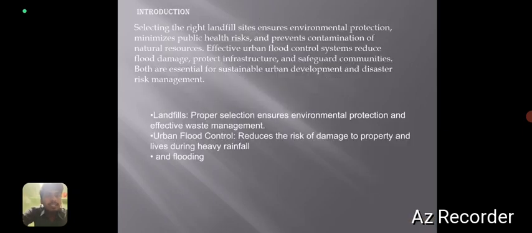Introduction. Selecting the right landfill sites ensures environmental protection, minimizes public health risk, and prevents contamination of natural resources. Effective urban flood control systems reduce flood damage, protect infrastructure, and safeguard communities. Both are essential for sustainable urban development and disaster risk management. Landfill: proper selection ensures environmental protection and effective waste management. Urban flood control reduces the risk of damage to property and lives during heavy rainfall and floods.